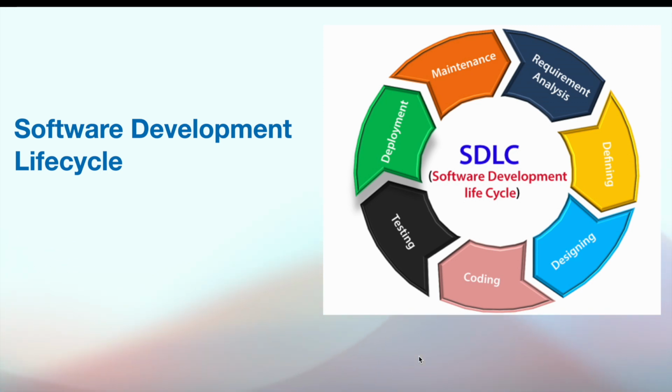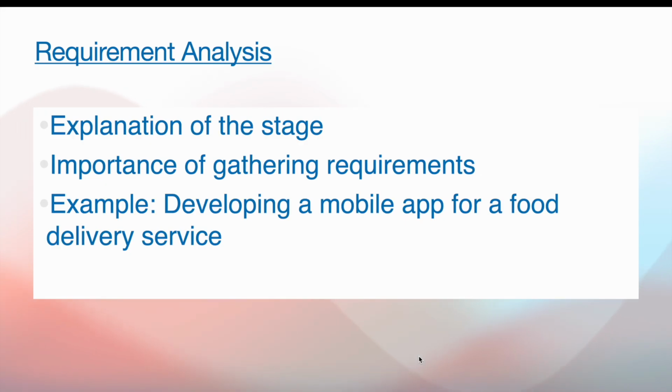There are 7 steps in the software development life cycle. First is requirement analysis, then defining, designing, coding, testing, deployment, and maintenance. We will go one by one. First is requirement analysis, which we call planning and requirement analysis.